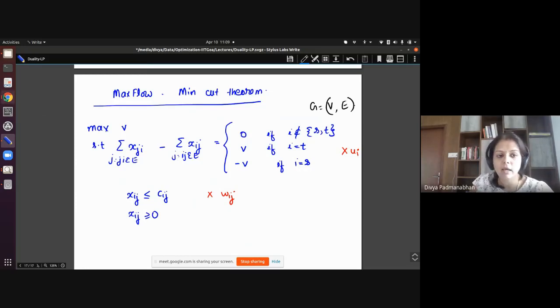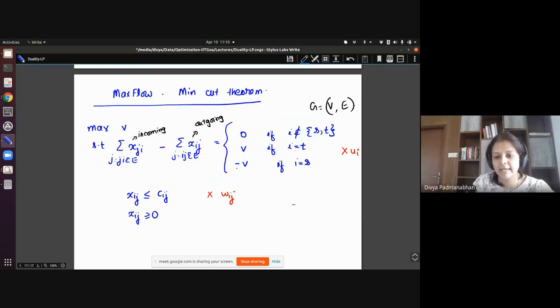At every vertex, you want to ensure that the incoming flow, the summation of all xji for every node i, where xji denotes any incoming edge, so this is all the incoming arcs, minus the sum of outgoing arcs, the flow on the outgoing arcs. This difference is 0 for every vertex other than S and T.